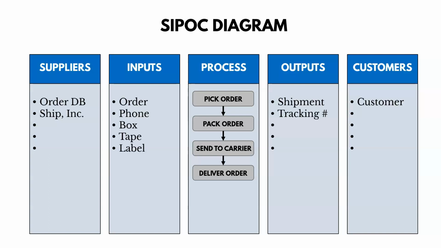And then it shows us what those suppliers provide. So we have some order that we need to ship, the phone number of the customer, a box, tape, label, and so on. So the suppliers that provide inputs to this shipment process. And on the right-hand side, it's going to show us the outputs, the shipment itself, and then maybe a tracking number. And then the customer who receives the output. Now on the customers column, these could be either external customers or internal customers.